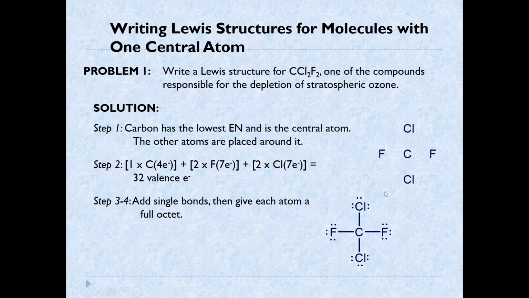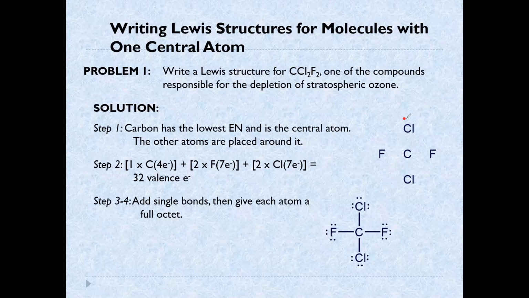In calculating the total number of valence electrons, we have 32 valence electrons: 4 plus 7 times 4, that's 28 plus 4, that's 32. And the rule says that we should give each of these terminal atoms an octet.